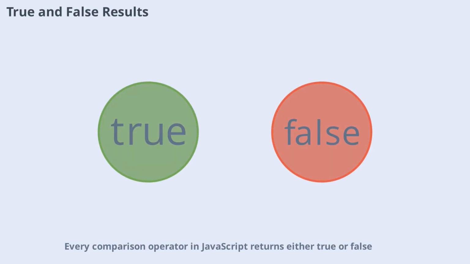Every comparison operator in JavaScript returns either true or false. This makes it easy to use them in conditions such as if statements or loops. When you compare values, your code can decide what to do next based on the result. Understanding how these results work is key to writing effective programs.